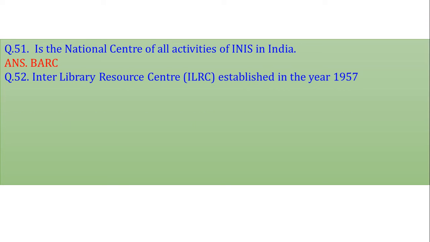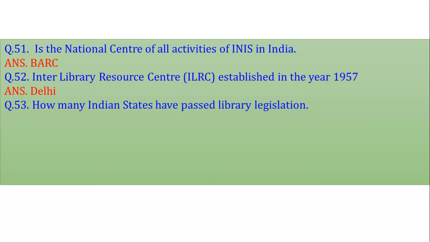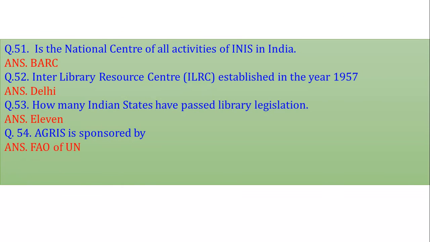Inter-Library Resource Center ILRC was established in the year 1957 at Delhi. How many Indian states have passed library legislation? 11. AGRIS is sponsored by FAO of UN. ISLIC was founded in the year 1955.